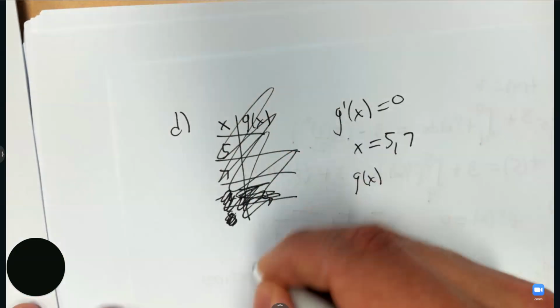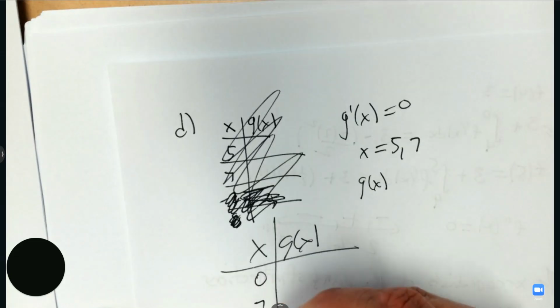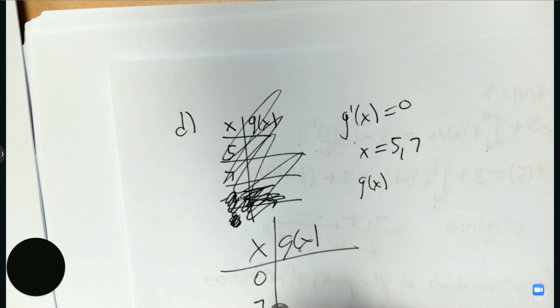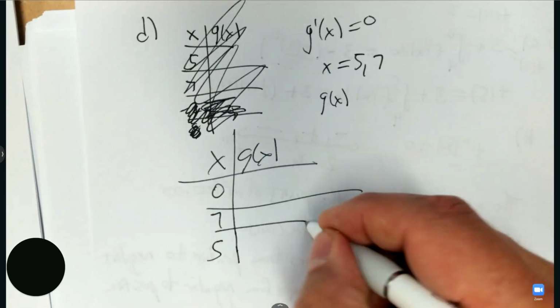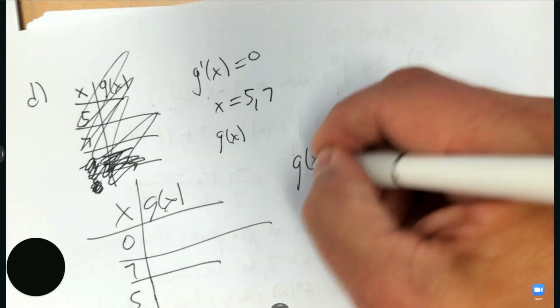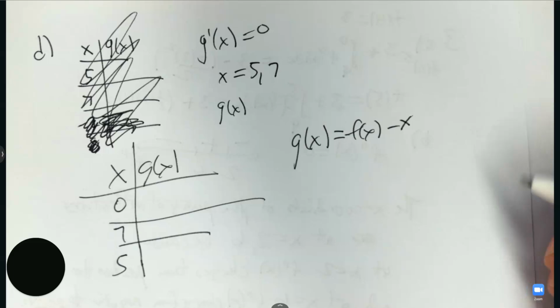Let me do this again. All right, we have our table of values. Our endpoints are 0 and 7. And the critical number there is 5, and 7, but we already have it on this. So there's just 3 of these. I need to remind myself, what's the definition again of g at x? And then I'm going to solve each one.